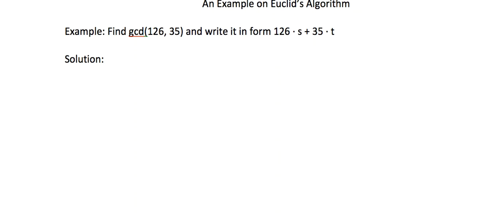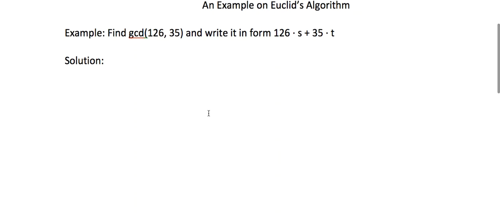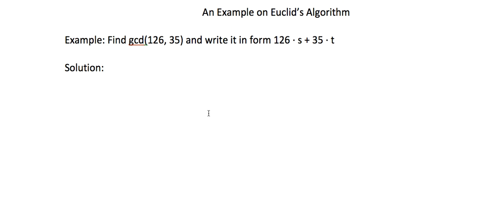This video is recorded to help my students understand Euclid's algorithm. I use this example: find the GCD of 126 and 35 and write it in the form of 126 multiplied by s plus 35 multiplied by t. So the idea we use is that GCD of x and y will always equal GCD of x mod y and y.